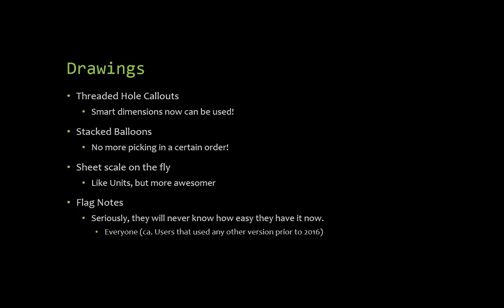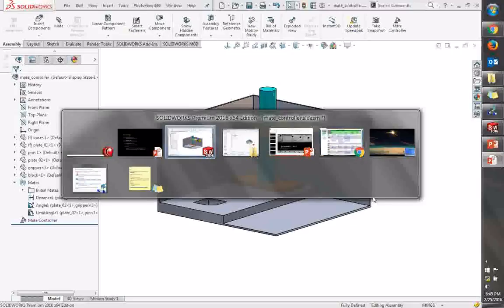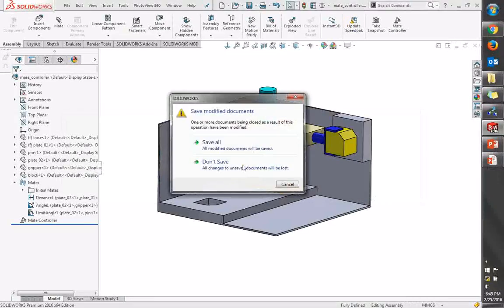Smart dimensions can now be used on them. So we can actually dimension it as if it's a feature that I'm trying to put a dimension onto. It will actually read the thread geometry and it'll put a note in regarding it. So it's kind of like the whole callout, but it's using the dimension tool instead. So let me go ahead and bring that up.